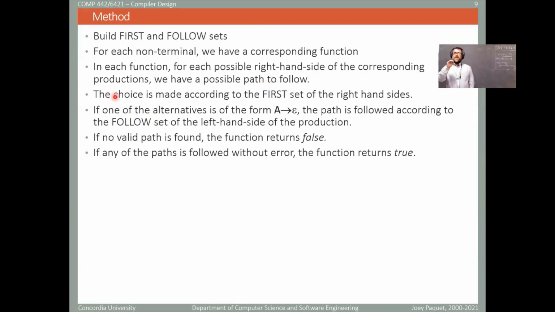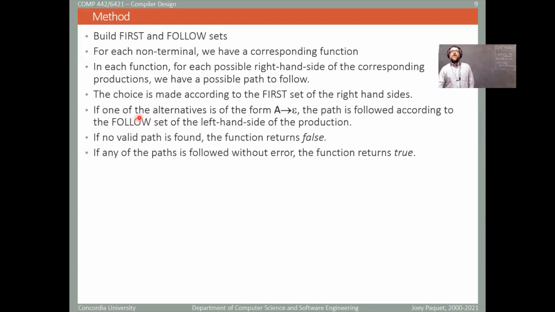Because you have to make a choice as to which of the branches you will take, the choice is made according to the first set of the right-hand side in question. So if the next token in input is in the first set of the first right-hand side, then you decide to go in this branch and parse using this right-hand side. If it is not, then if the next token is in the first set of the second sentential form defining this non-terminal, the second rule, then you would choose the second rule, and so on and so forth.